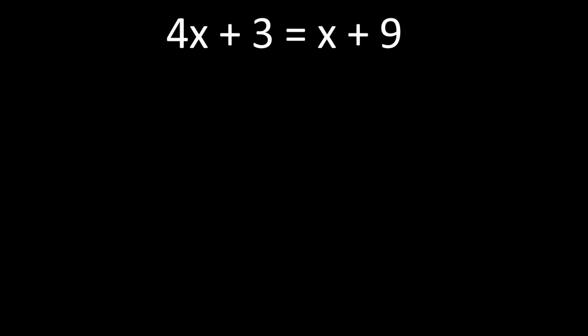In this example, we have 4x plus 3 equals x plus 9. As you can see, I have a variable on both sides of this equation. Even though we have a variable on both sides, your basic steps and procedure for solving this equation are going to be the same as if you were solving a 1 or 2-step equation. We still want to make sure that whatever we do to the left-hand side of the equation, we do to the right-hand side because we need to keep it balanced.